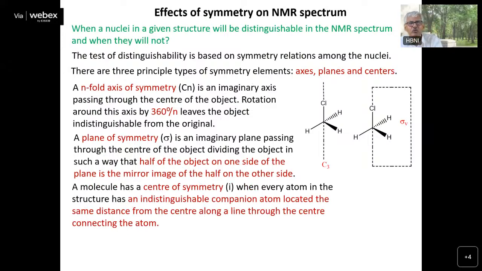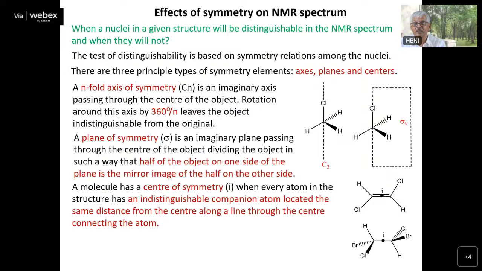And then there are molecules that have a center of symmetry. You can see the example where every atom in this structure has an indistinguishable companion. See these two hydrogens, they have an indistinguishable companion. So these two hydrogens are connected and located at the same distance from the center along a line through the center connecting the atoms. You can see both the chlorines and both the hydrogens.